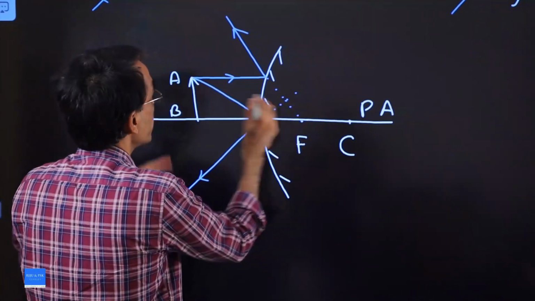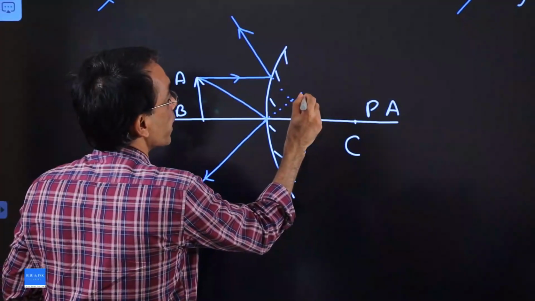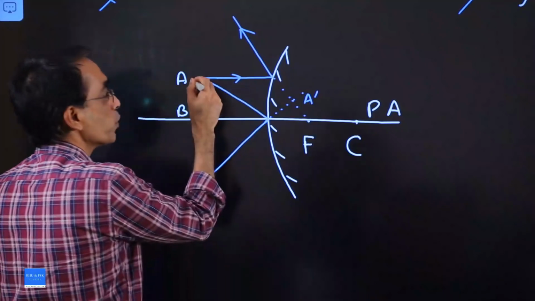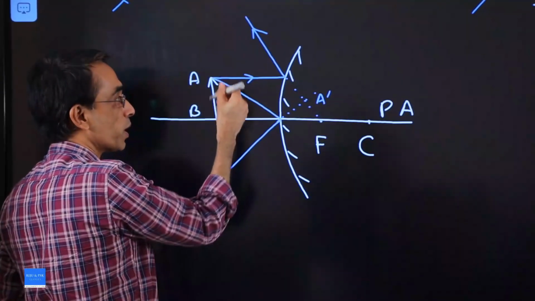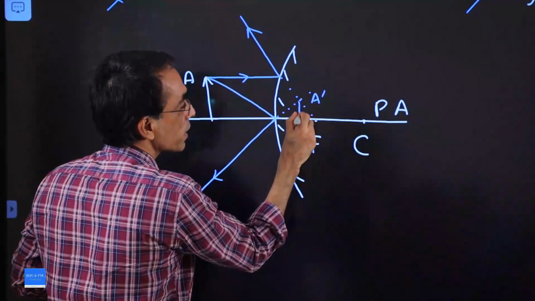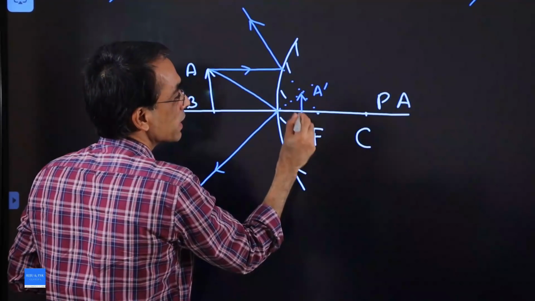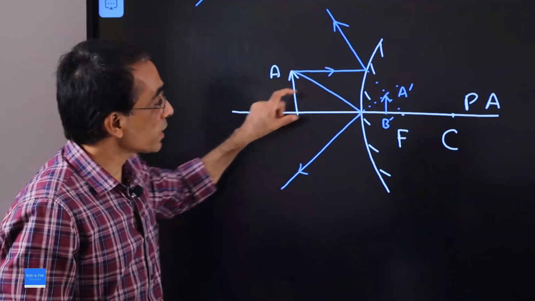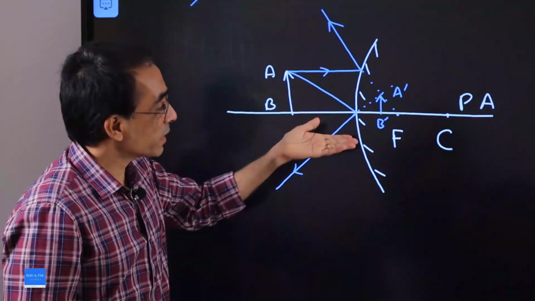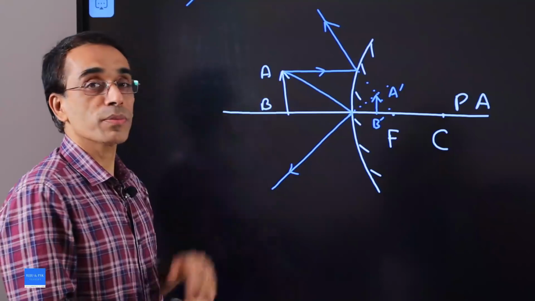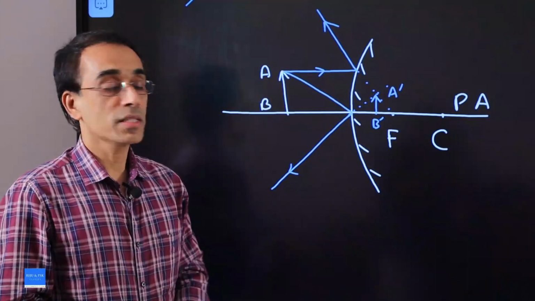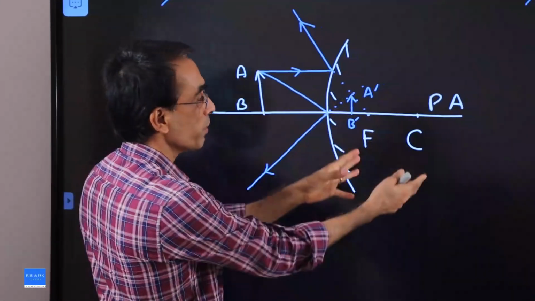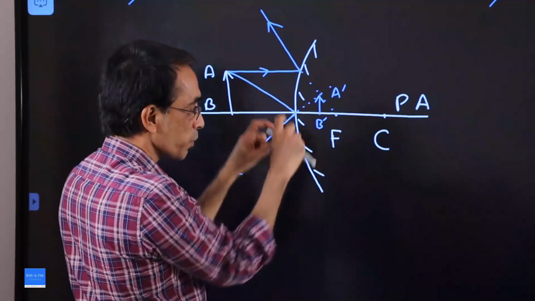This is the point where you get the image of A. I call it A dash. If you do the same thing for other points, you will get the image here like this. This is the image A dash B dash, and we can see it is smaller in size. It is erect with respect to the object, and it is behind the mirror. So we will say this is a virtual image. It is smaller in size.